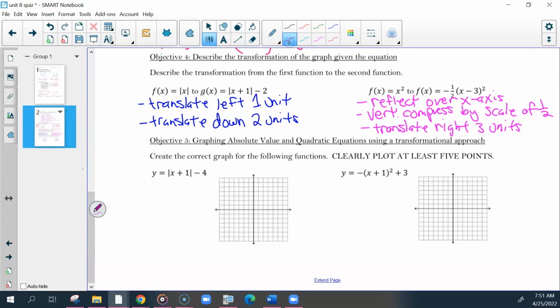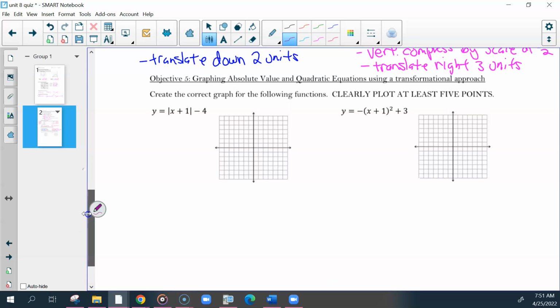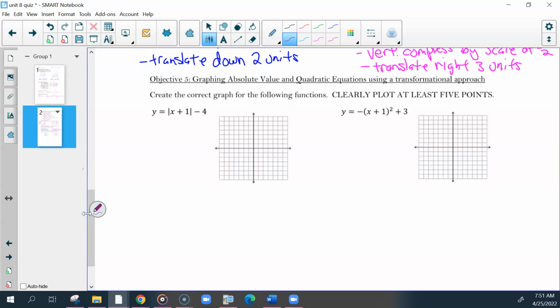Then the last section, you needed 2 things on each of these: your vertex and your graph, graphed correctly. For your vertex, look at your inside number and your outside number. Inside number does the opposite. This is really moving left, so that would be at -1. Outside number does exactly what it's supposed to. So you would start at that point, -1, -4.